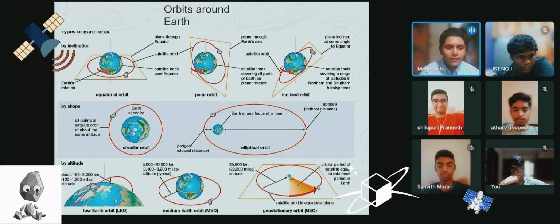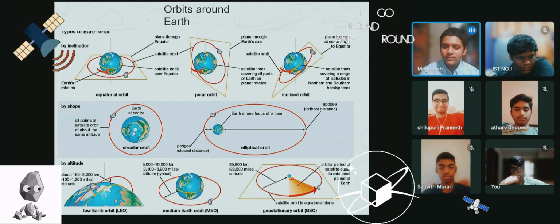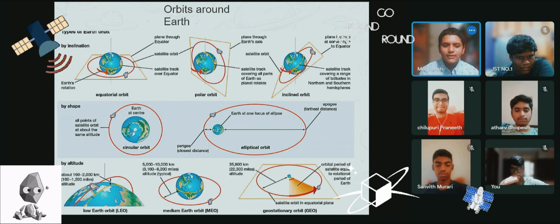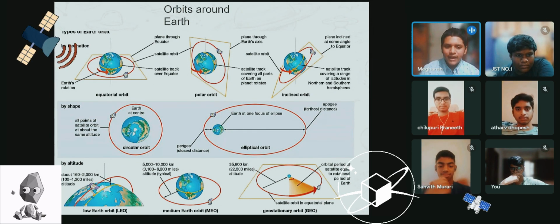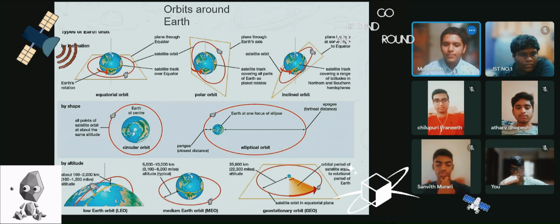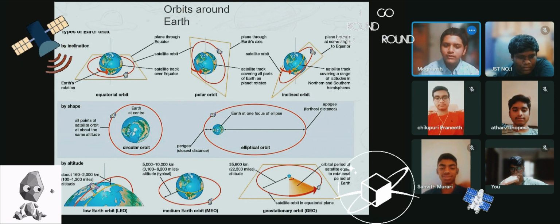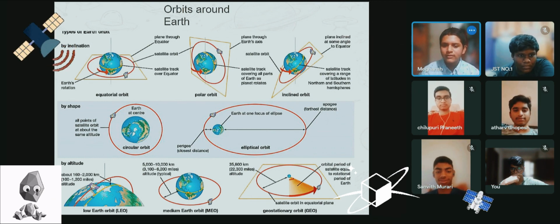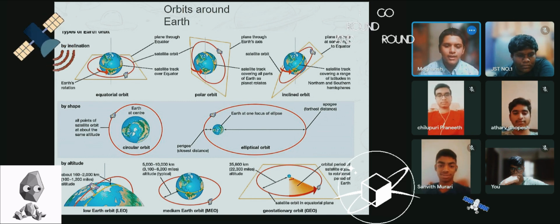By shape, there are two different types: circular orbit and elliptical orbit. Circular orbit is where the satellite revolves with a fixed altitude from the Earth, and elliptical is where it has two different points: the shortest altitude and the longest altitude. The shortest one is known as perigee and the farthest as apogee.